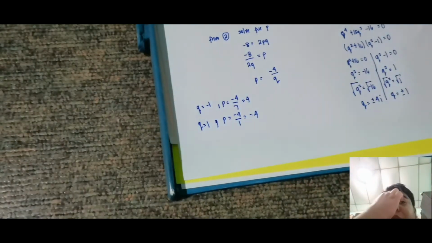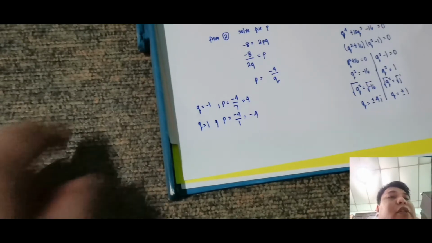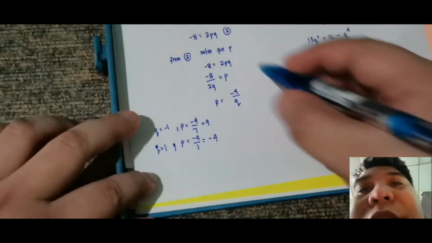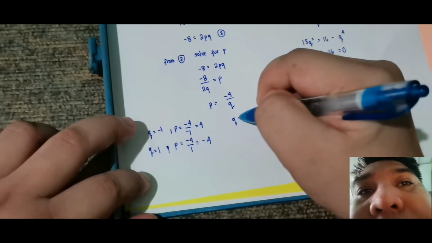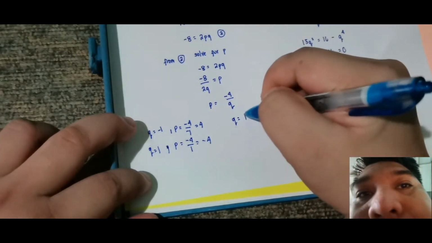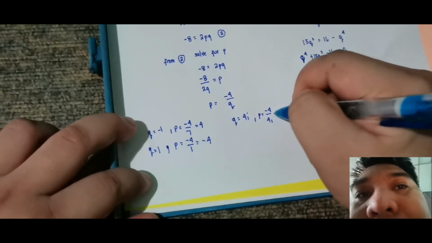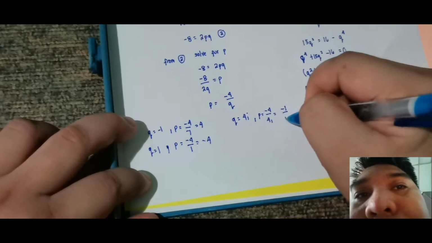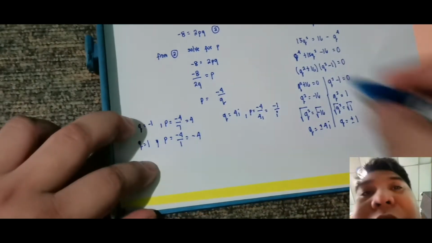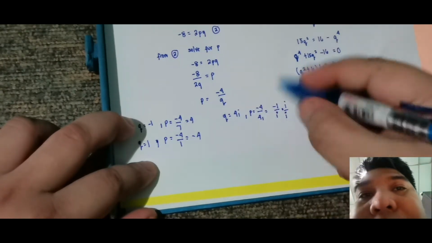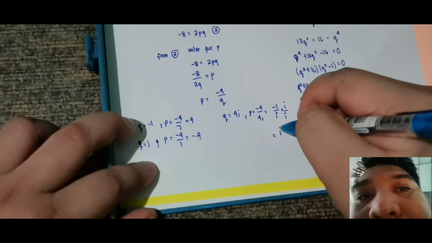So may dalawang value ng q. Okay, so next natin is next value. So for q is equal to 4i, that is p is equal to negative 4 over 4i, which is negative 1 over i. Okay, then pag conjugate nyo lang, that is i times i. So this negative 1 sa ilalim, therefore this is positive i.